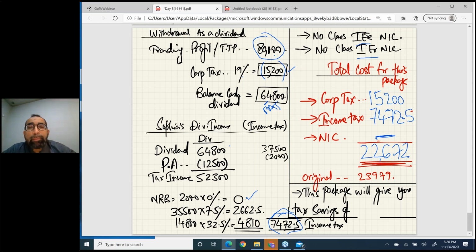Yes, so by incorporating a company and withdrawing funds as a dividend, Sophia can save tax. Let's take the difference: 23,979 minus 22,672 is 1,307. Sophia can save 1,307. That's the final answer.